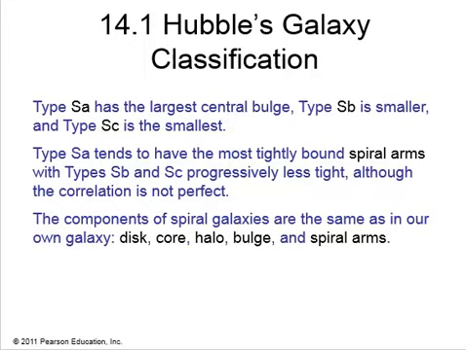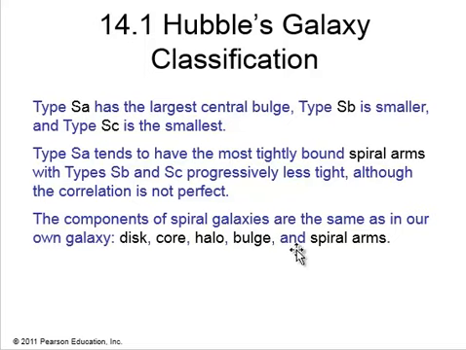Because SA has the largest central bulge, it is rotating faster because it has the most mass. It also tends to have the most tightly bound spiral arms as a result. Types SB and SC are progressively less tight. But the correlation is not perfect. Sometimes we have little incongruencies there, but for the most part, SB is less tight than SA, and SC is less tight than SB.